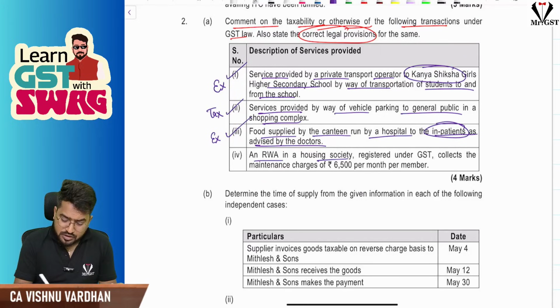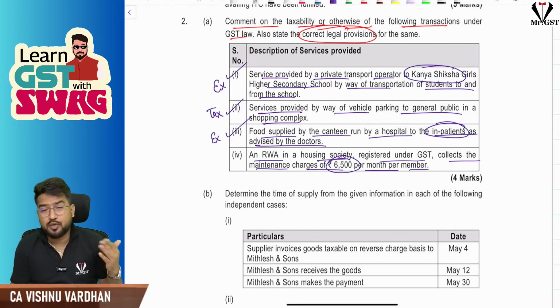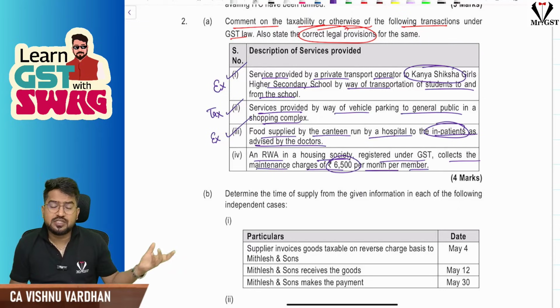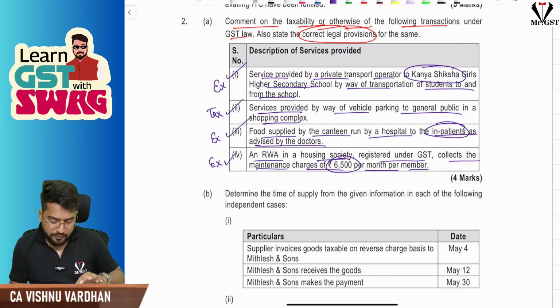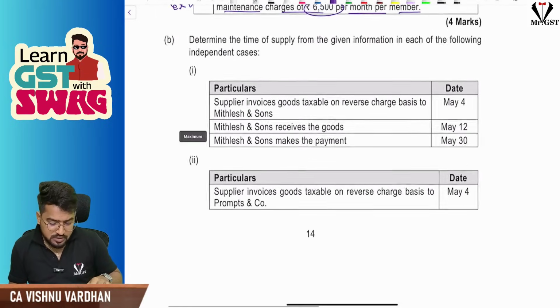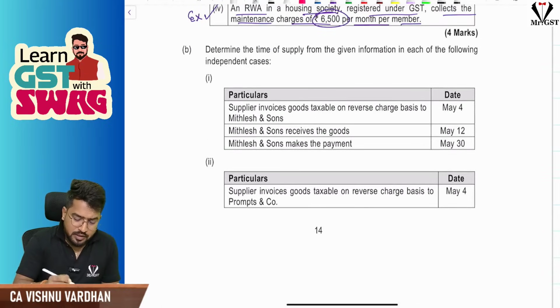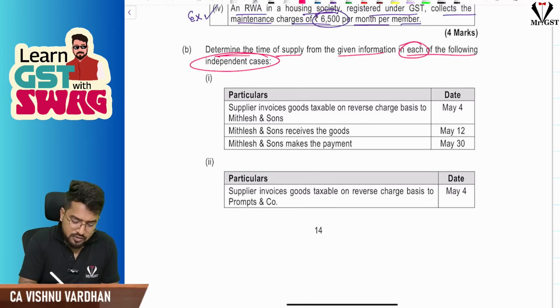Next, a resident welfare association in a housing society registered under GST collects maintenance charges of 6,500 per month per member. The resident welfare association provides services or goods which they procure from a third person, for which they collect maintenance for the flat. Up to 7,500 per month per member is exempt under GST. If it exceeds 7,500, it is fully taxable. Here in this case it is 6,500, so it is exempt. Simple. Okay. The next one is: determine the time of supply from the given information in each of the following independent cases. So you have to see time of supply here.